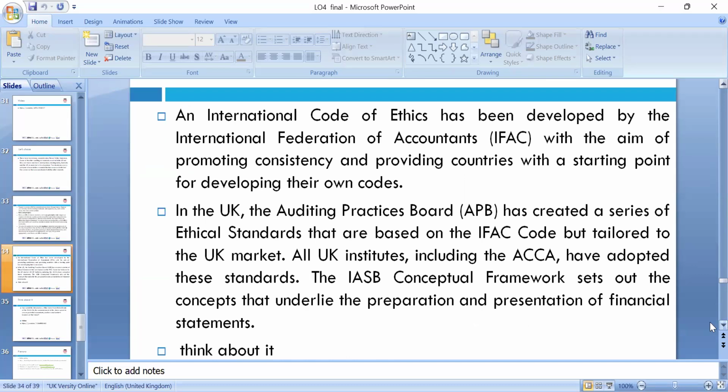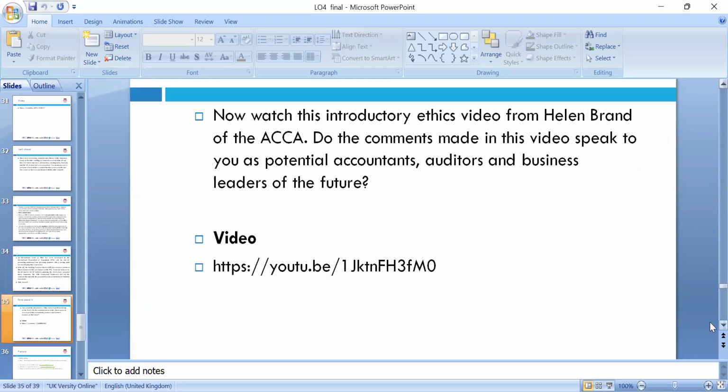The International Code of Ethics, the Federation's Code of Ethics, the Auditing Practices Board, ACCA, the International Accounting Standards Board. These are all their standards, more up to date. I have included the link, so please watch the video. That will also help us enhance our understanding.